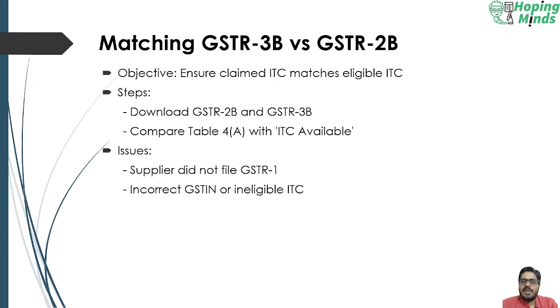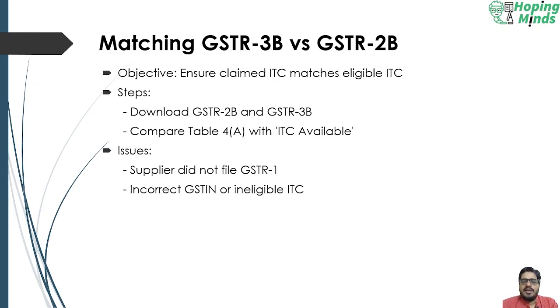So while matching the total input tax credits claimed in GSTR-3B, the debit notes or credit notes as appearing in GSTR-2B must also be considered. So what are the important matching heads? It will be B2B invoices, then credit notes, debit notes, input service distributor credits and imports.